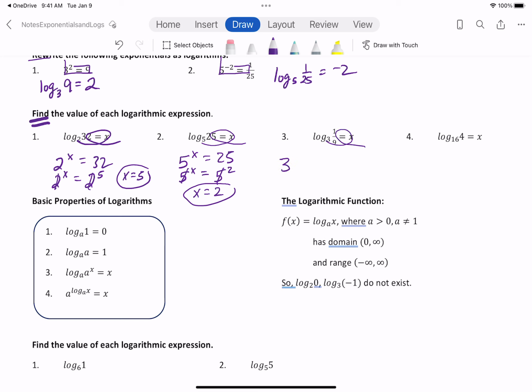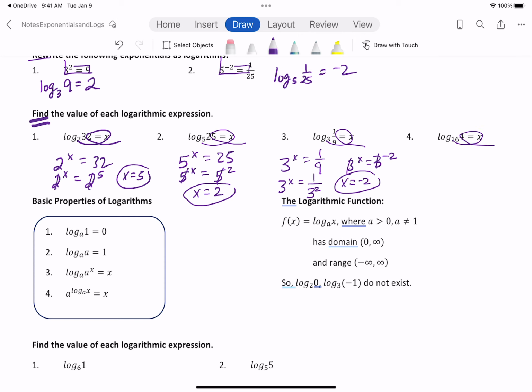Alright, this one's going to be 3 to the x equals 1/9. So I can rewrite 9 as a base of 3 by writing it as 3 squared. And then we've looked at one like this previously. If we want to get the bases to be the same, we can change the sign on the exponent to move it up to the numerator. Then we can drop the bases that are the same and set the exponents equal.